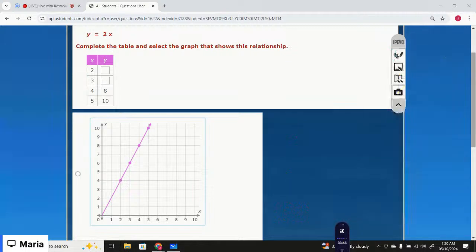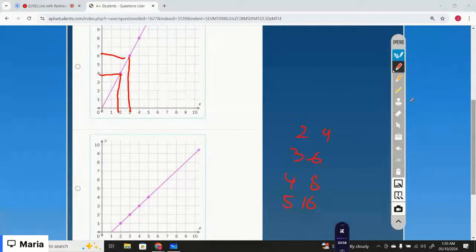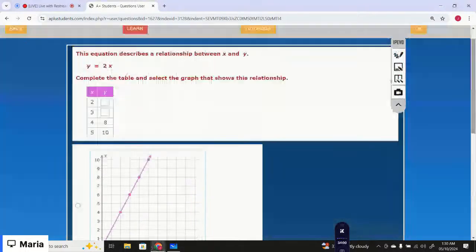Okay, so you are given two of the graphs. Let's see which is the correct option, right? When x is 2, y is 4. When x is 3, y is 6. When x is 4, y is 8. So option number 1 is the correct option. The correct option is option number 1.